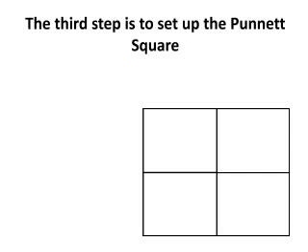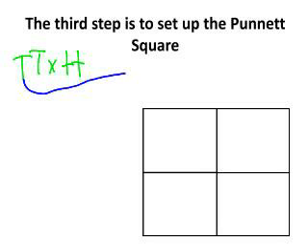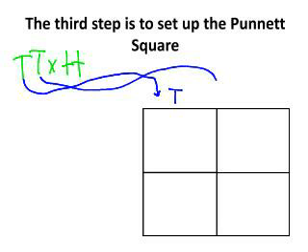The third step is to set up the Punnett square. So let's just remind ourselves, this is the father's genotype, homozygous dominant, mother's genotype, homozygous recessive. What we need to do is take the father's genotype, which I'm now showing in blue, and for each of his alleles, you divide them and put them on top of each column. So the father's alleles, capital T, get written above the columns.